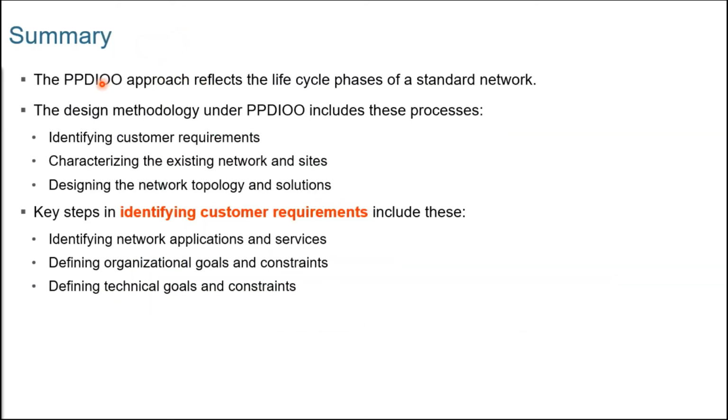To summarize, the PPDIOO approach reflects the lifecycle phases of a standard network. The design methodology under PPDIOO includes these processes. First, identifying customer requirements, which we covered, characterizing the existing network and sites, and designing the network topology and solutions. Take note that each of the phases has corresponding deliverables. Key steps in identifying customer requirements include identifying network applications and services, defining organizational goals and constraints, and defining technical goals and constraints.